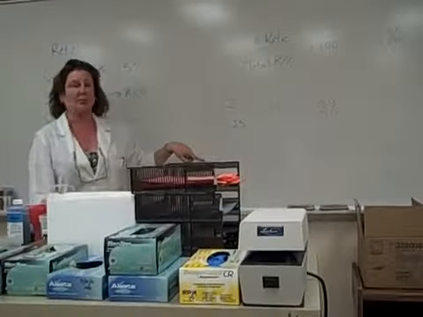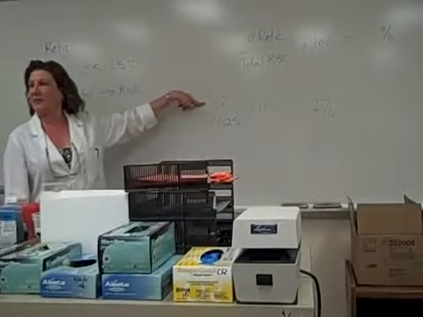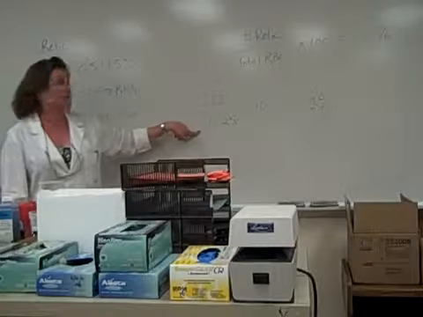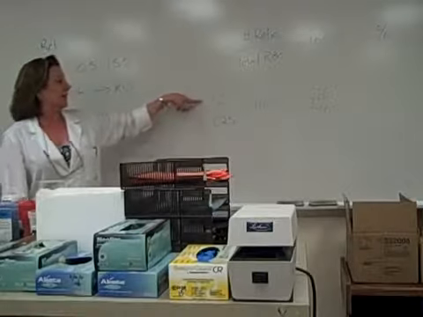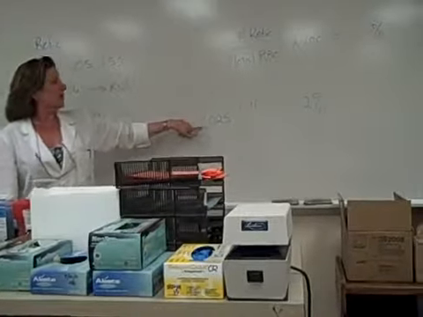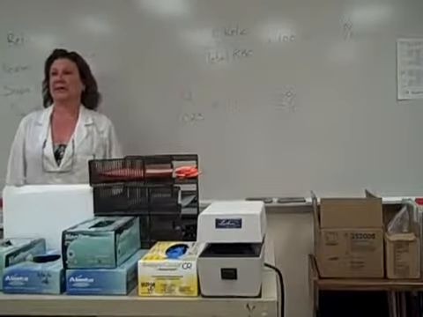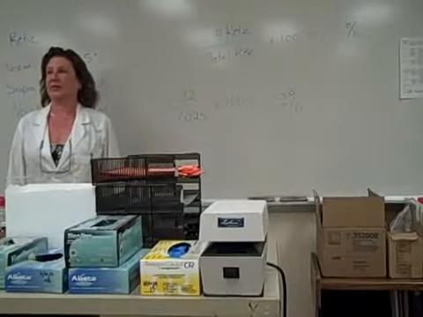So here's an example here. If I saw 12 retics while I was counting 1,025 red cells, okay, so I divide 12 by 1025 and multiply it by 100, I get 1.2%. Okay? Am I in the normal range?